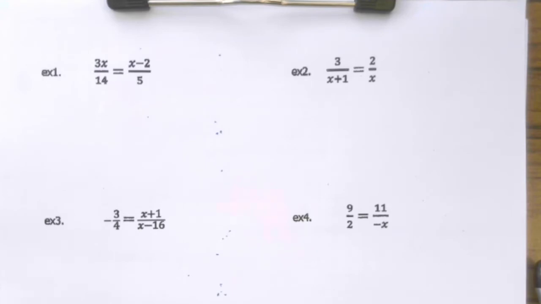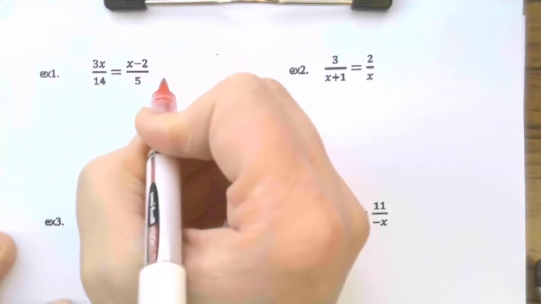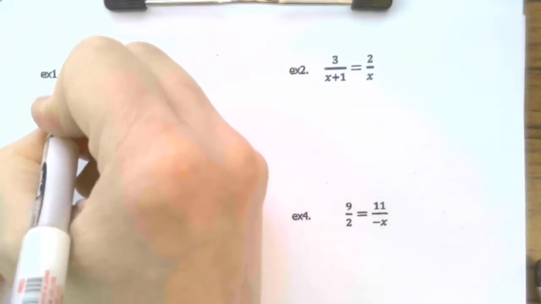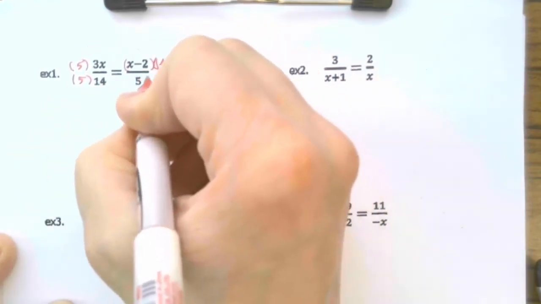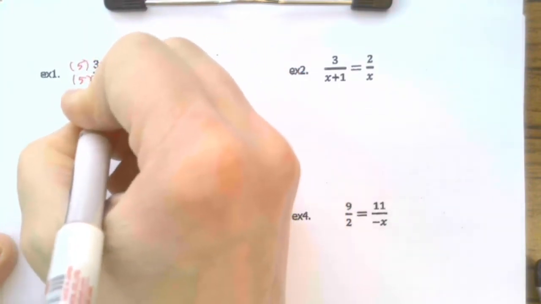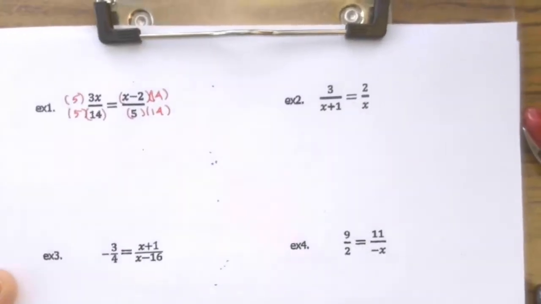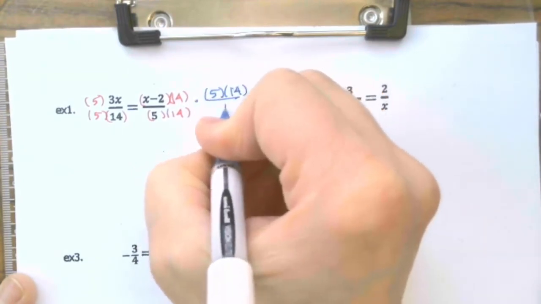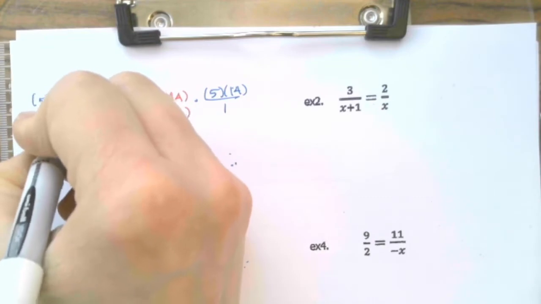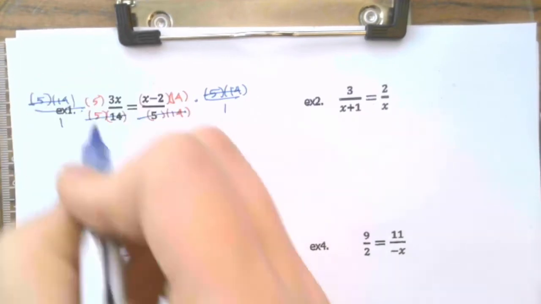So one of the easiest ways to simplify every problem on this page is to make the bottoms match. What do I mean by that? Well, this is a 14, that's a 5. So if I multiply the left by 5 over 5 and the right by 14 over 14, now the bottoms match, 5 and 14, 5 and 14. Because the bottoms match, I can now get rid of them by multiplying both sides by 5 times 14 over 1. This will cause the now identical bottoms to cancel out.